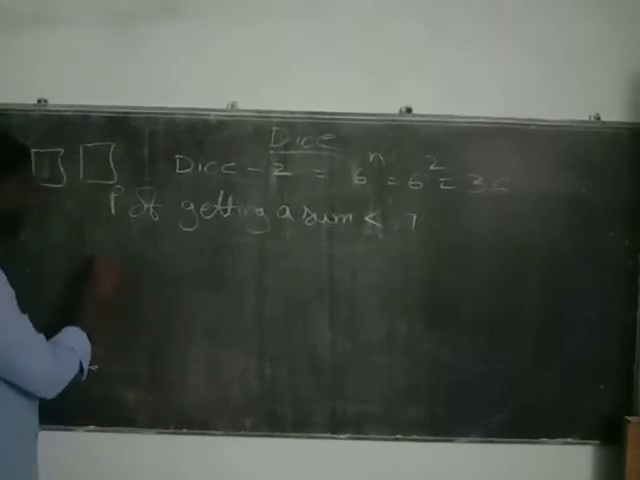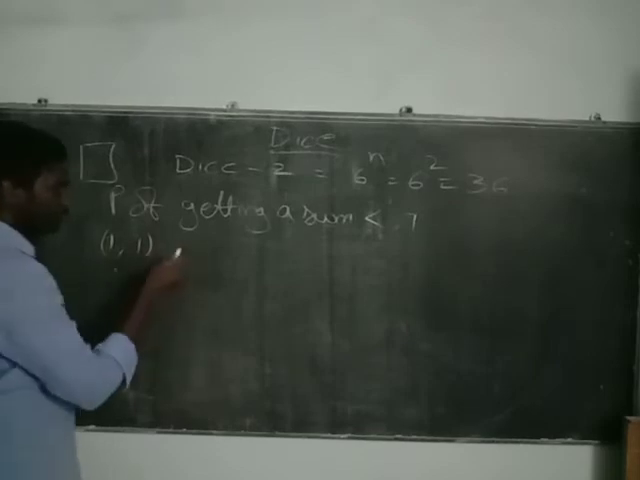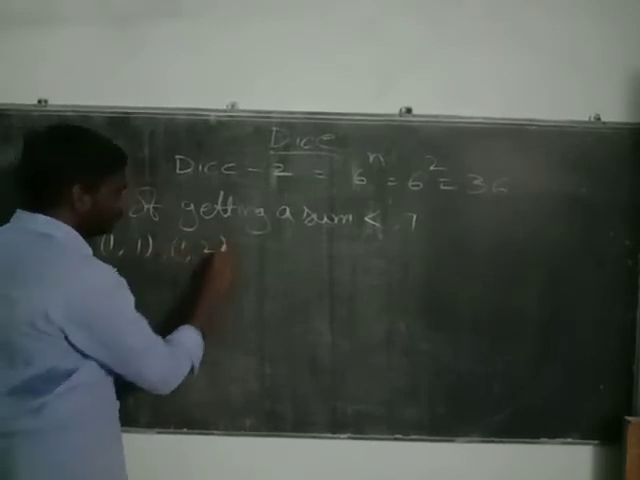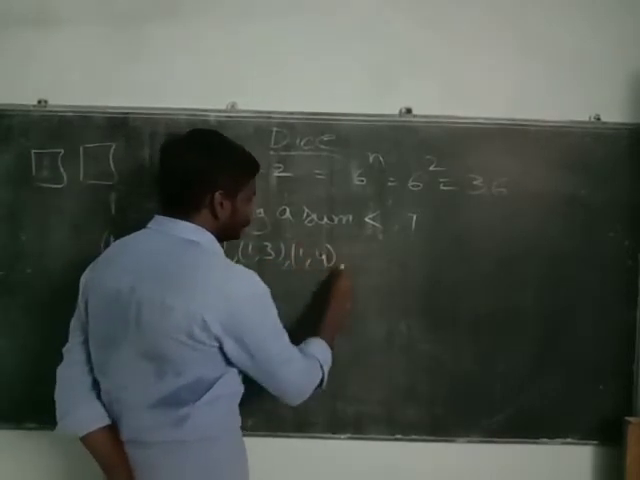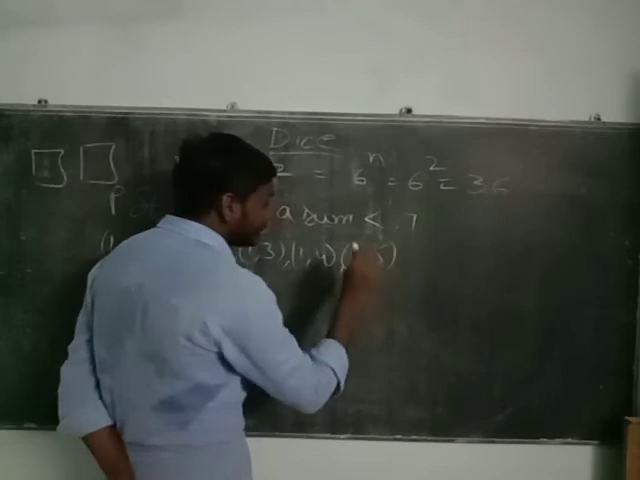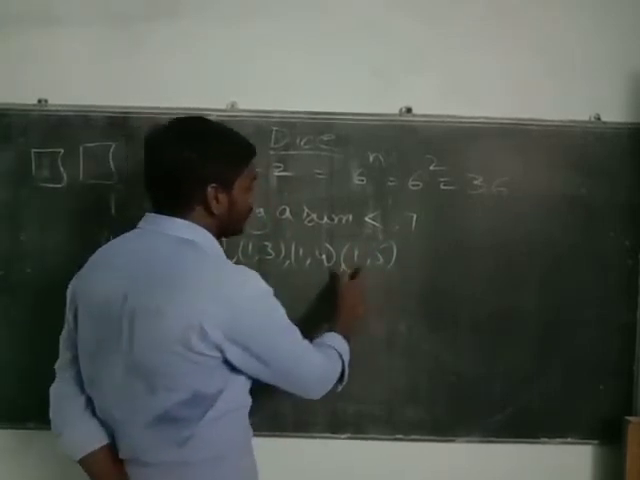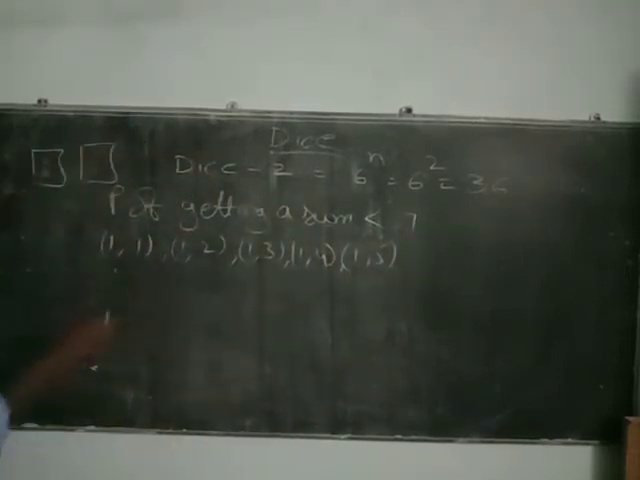Less than 7 means, okay, I am taking 1 comma 1. Adding these two is less than 7. 1 comma 1, 1 comma 2, 1 comma 3, 1 comma 4, 1 comma 5. I can't take 1 comma 6. Why? Because adding those two I get 7, but I require only less than 7. So I am not going with 7.